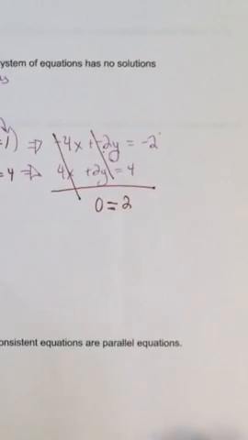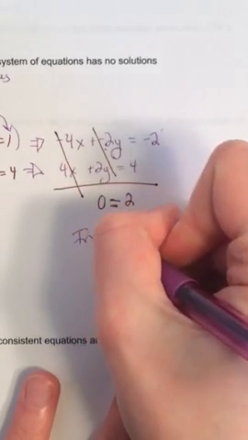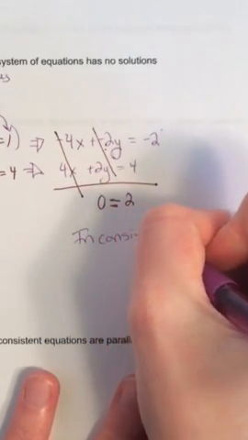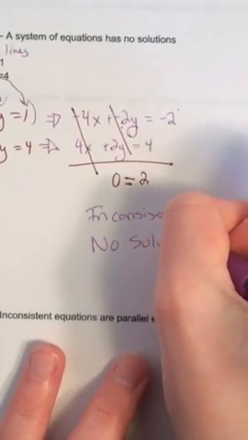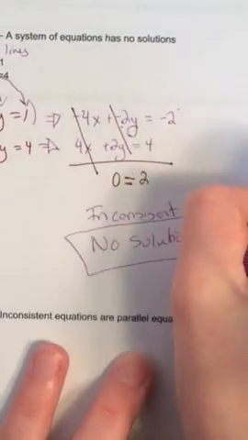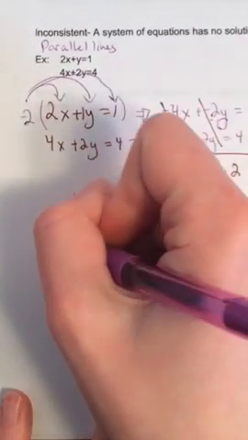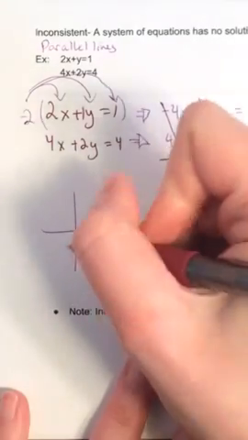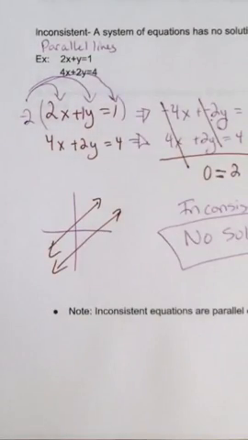Does 0 ever equal 2? It doesn't, right? So that means this system is inconsistent. And what you'll usually write instead of inconsistent is just no solution. And that's the answer to your problem. There's no solution. So what happens is this graph, the two lines, are parallel to each other. They never intersect each other, so there's no solution to the problem.